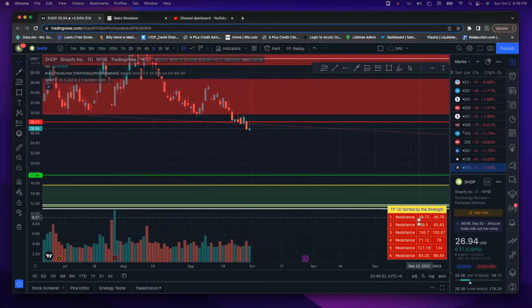I don't see any support zone below that. So SHOP potentially is going to be going lower. But we can look at that. Again, it's trading off the market.